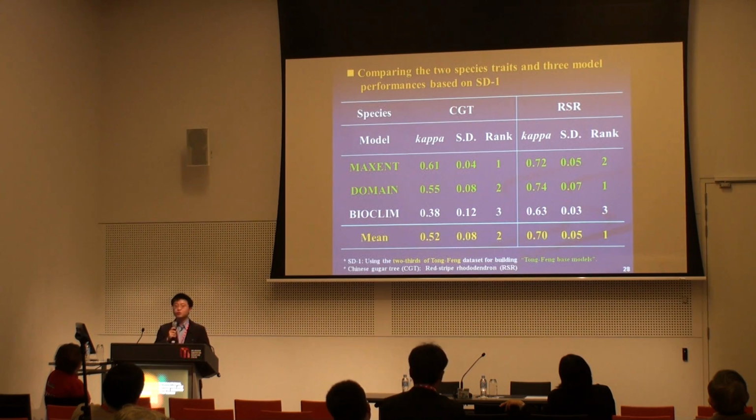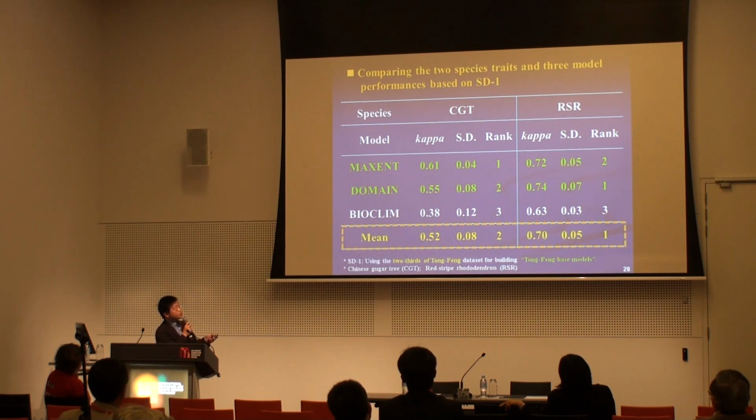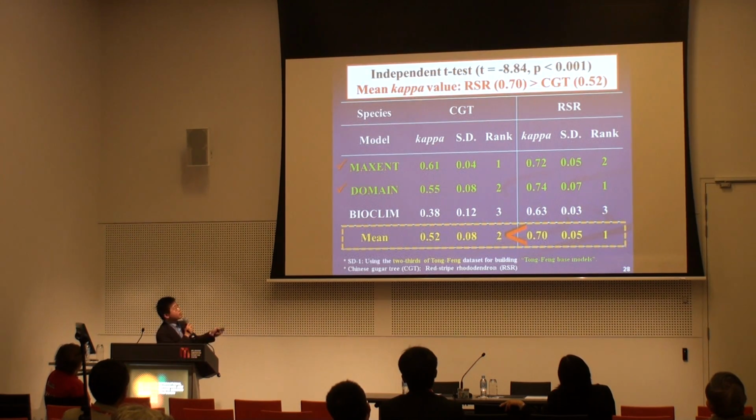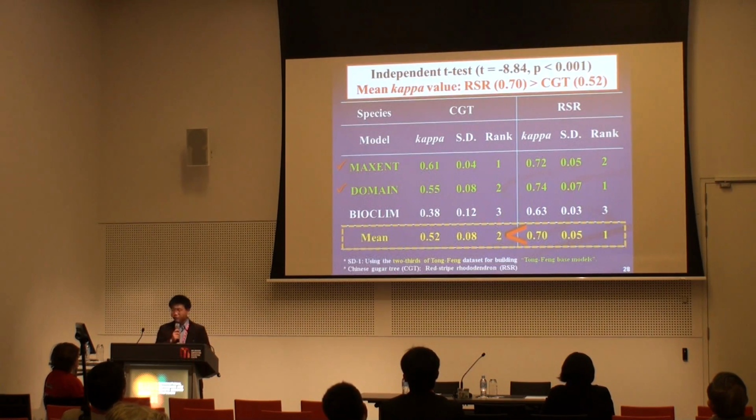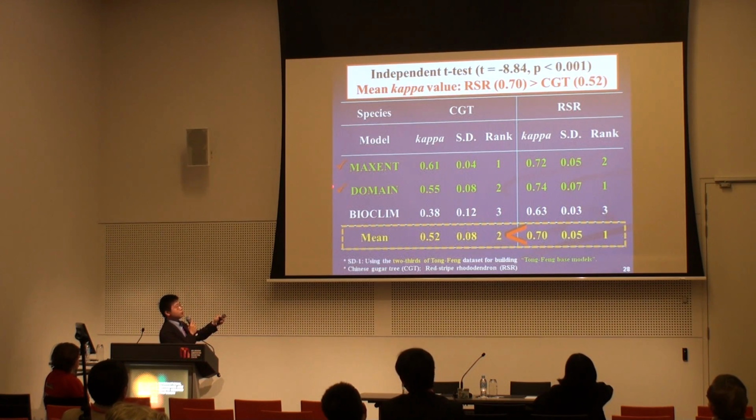And the second, we compare the 2 species' traits and the 3 models' performance. Let's check the mean value. It is clear that the right hand side has a higher mean value than the left hand side. So the clone species, like the RSR species, could always be predicted better than the widespread species. That shows that the species' ecological traits will significantly influence the modeling results. And further, looking at the top 2 choices, Maxent and Domain were much better for predicting the widespread species, CGT, and the clone species, RSR2.